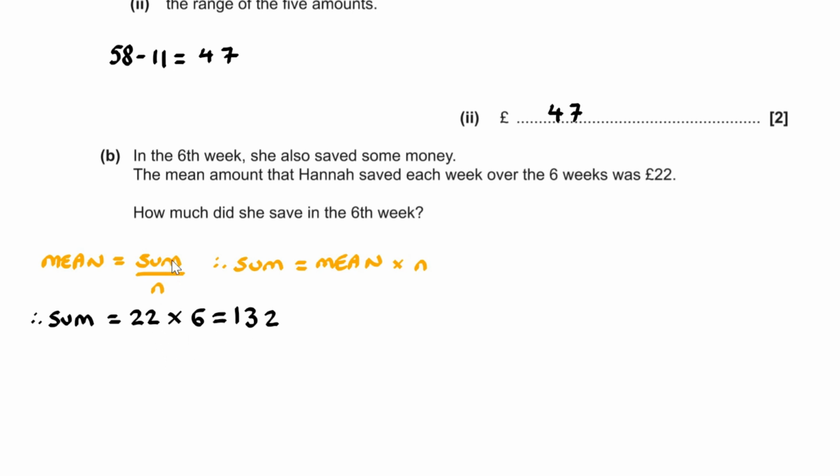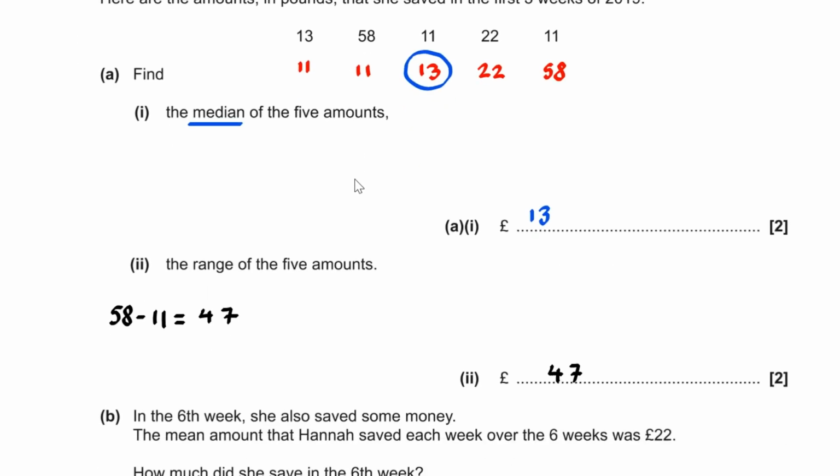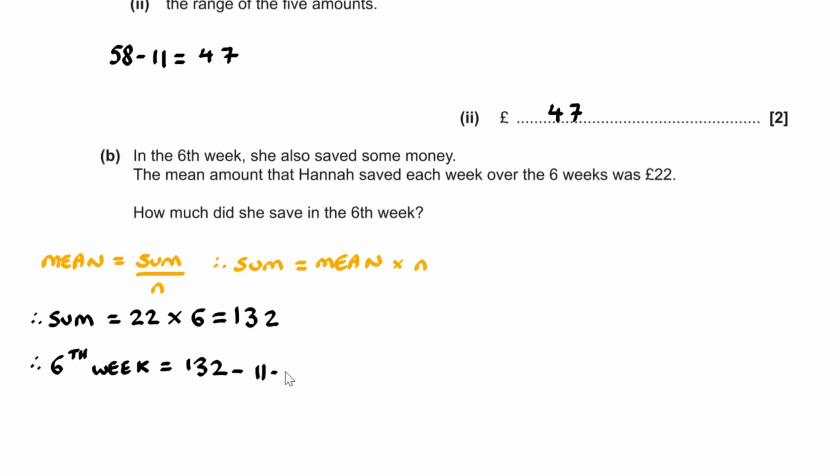So the sum of all the pieces of data is equal to 132. So now what we can do is find out how much she saved in the 6th week. So therefore in the 6th week we've got 132, take away, well, we've got the other pieces of data, 11, 11, 13, 22 and 58. So if we work all of this out, it turns out we would get 17.